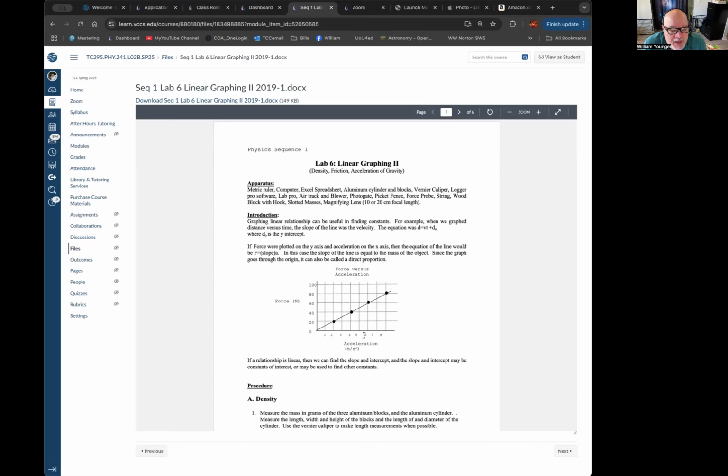Remember, the vertical axis is where you plot the dependent variable, and the horizontal axis is where you plot the independent variable. In this case, they're showing a graph of force in newtons versus acceleration in meters per second per second. Notice my wording too. Force versus acceleration means y versus x. So when you say it or when I type it, you should interpret it that way. If a relationship is linear, then we can find the slope and intercept, and the slope and intercept may be constants of interest or may be used to find other constants.